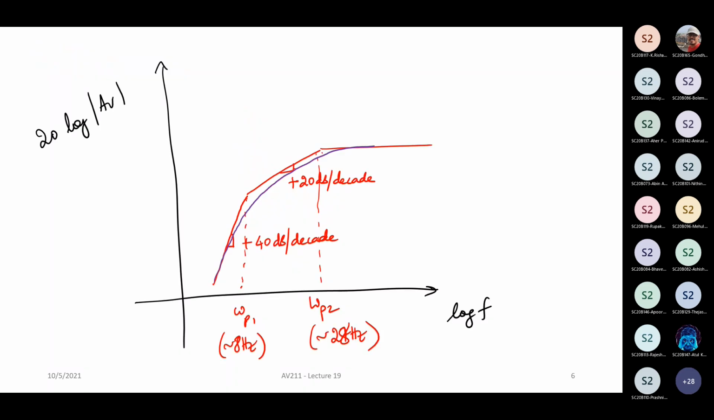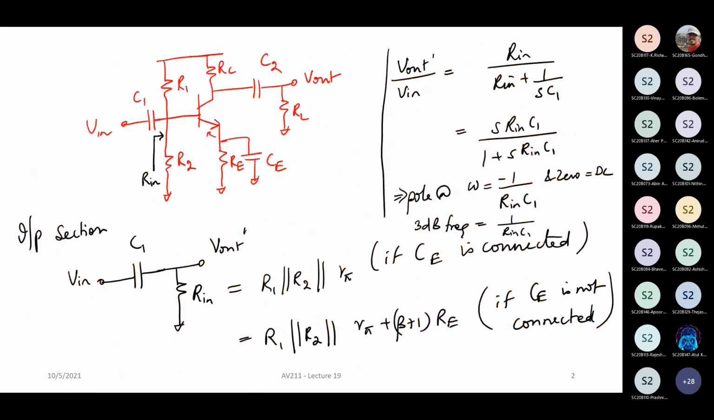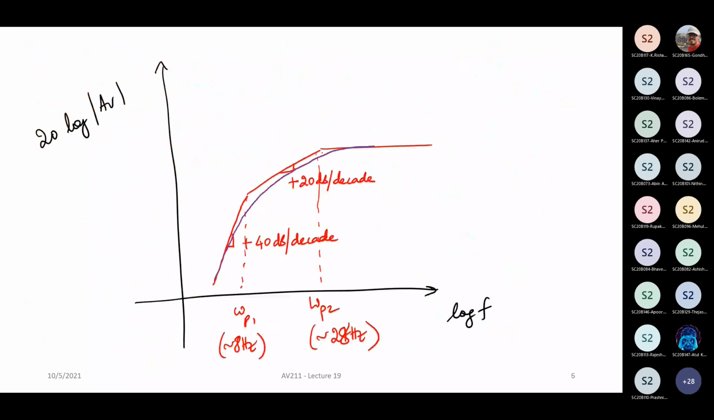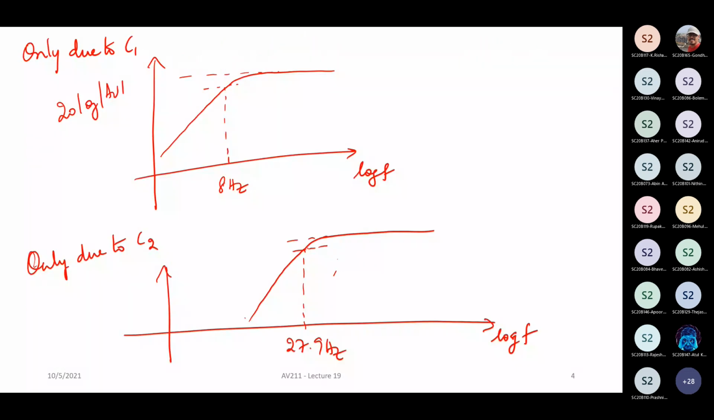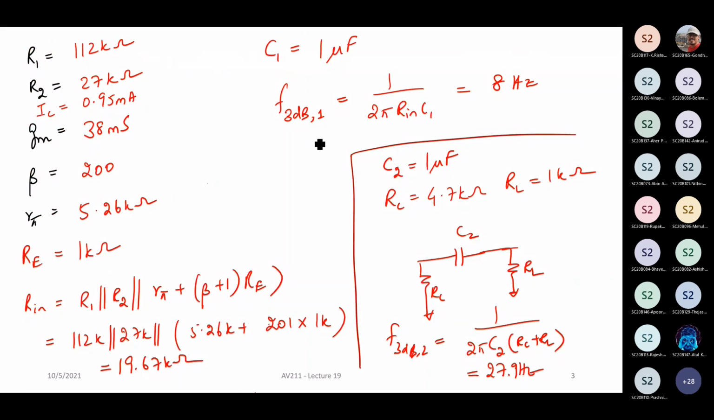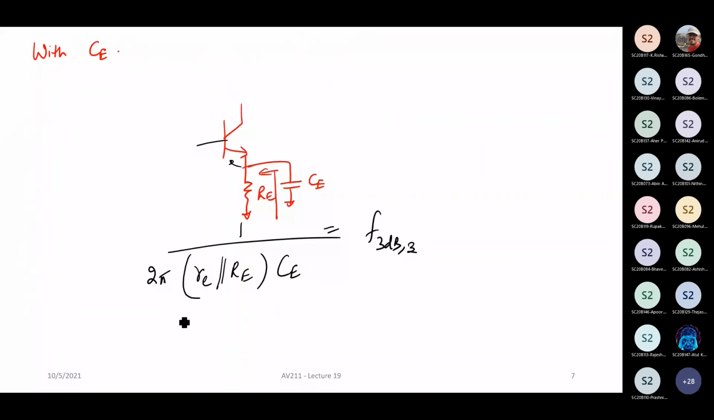Now this is the common emitter amplifier, where you have the emitter degeneration here. When you want to find out the pole due to CE, we looked at what is pole 1, pole 2. Pole 1 is this, and pole 2 is given by this. The third pole is basically given by this. Okay. Yes, sir. All right.